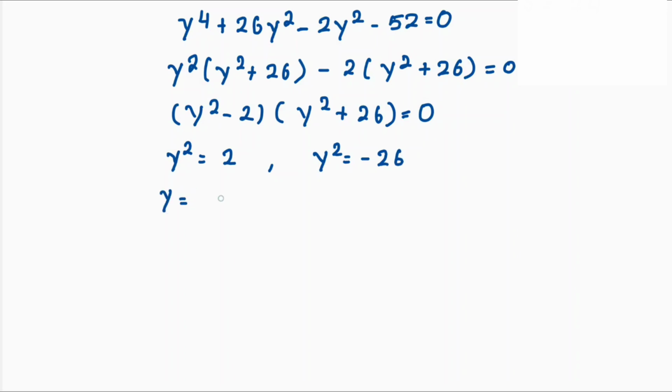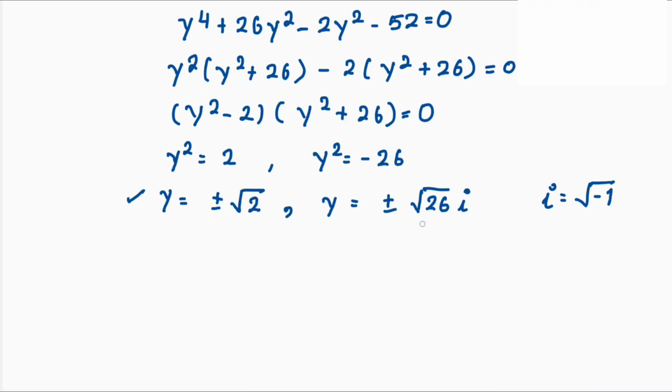This will make y as plus minus root 2 and here y become plus minus square root 26 iota, where iota is square root minus 1. If you are asked only real roots, take only this value. If all the roots are asked, you can take all the 4 values.